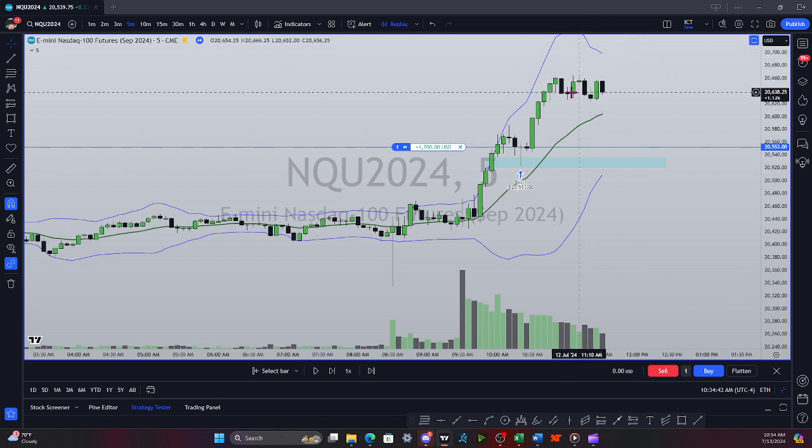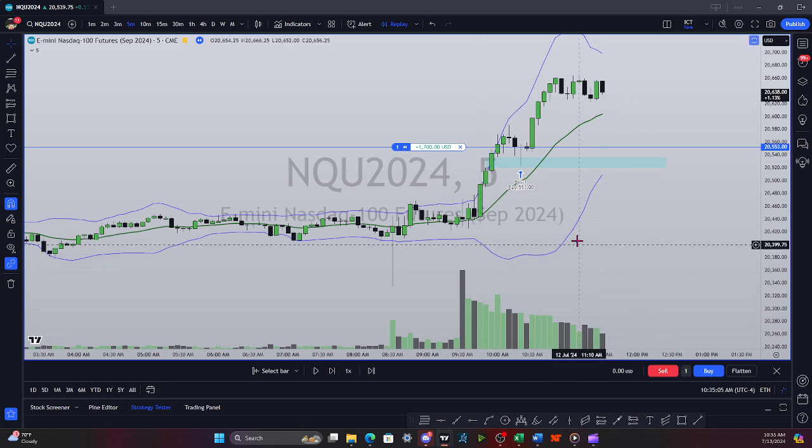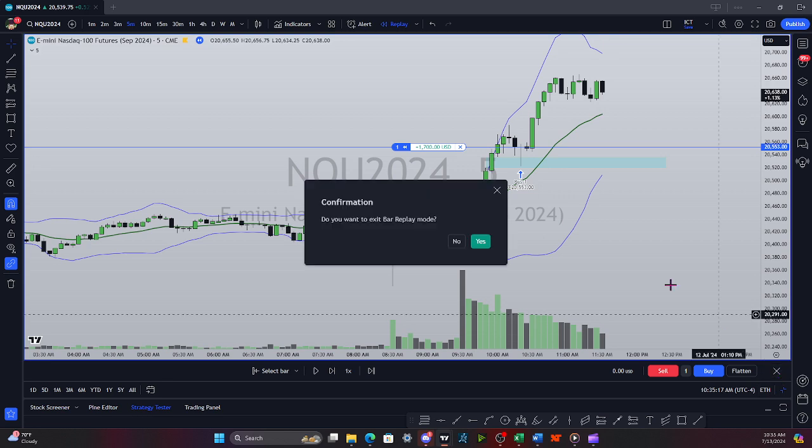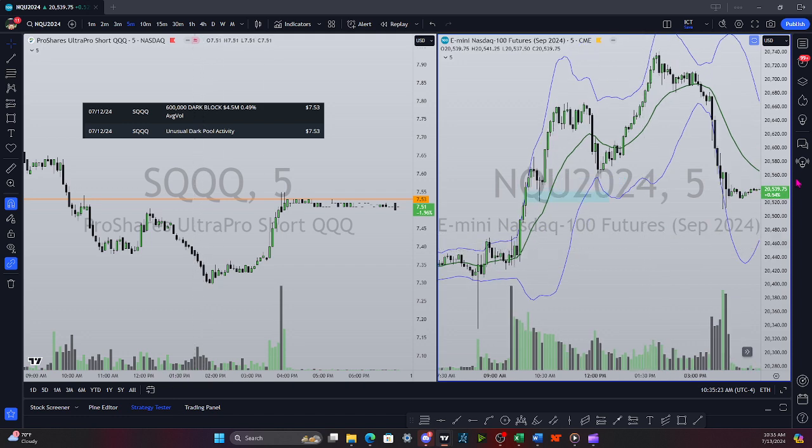This is an Al Brooks lesson: when you get stuck in a trading range, unless you're a really experienced trader buying the lows and selling into the highs, this is most likely something I would sit out, waiting for more price action. Just recapping this trade on the NASDAQ, for me it was using the dark pool on SQQQ and a combination of Al Brooks' and ICT's price action theory that got me in and out of this trade.